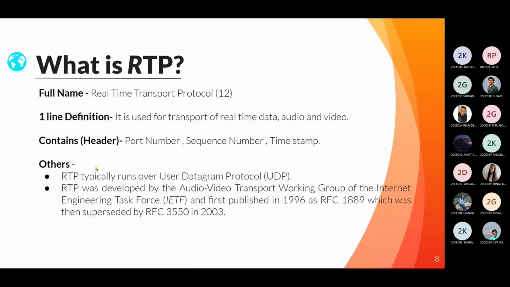RTP was developed by the Audio Video Transport Working Group of the Internet Engineering Task Force (IETF), and first published in 1996 as RFC 1889, which was then superseded by RFC 3550 in 2003. We are still using this RFC 3550 all these years.